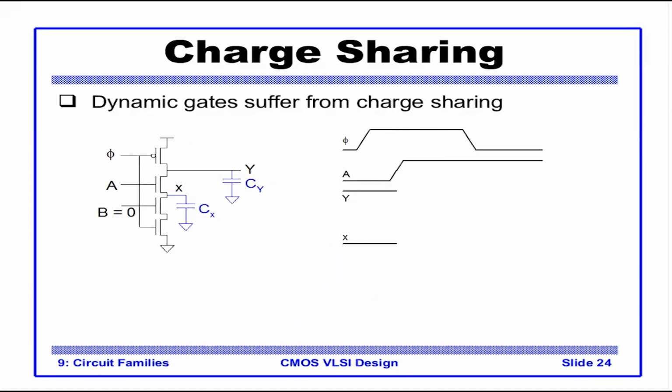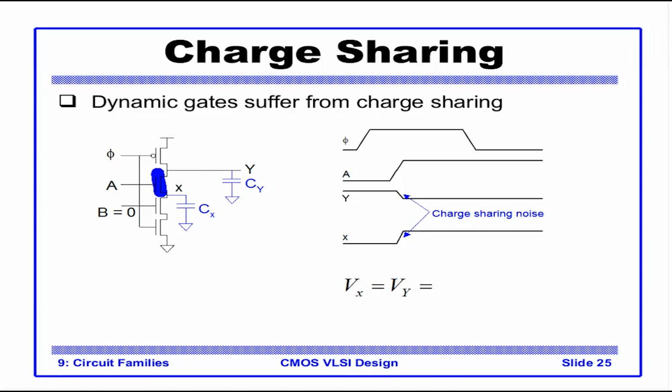The other problem is charge sharing. Now let's look at this case. This is a dynamic NAND. Let's say B is 0, one input is 0. Now A goes to 1 from 0. If A goes to 1, ideally the value on Y should not change. Since B is 0, Y is not connected to ground. Y was, let's say, already 1, it was pre-charged to 1. Now the value on Y should not change because B still is 0. But what happens?